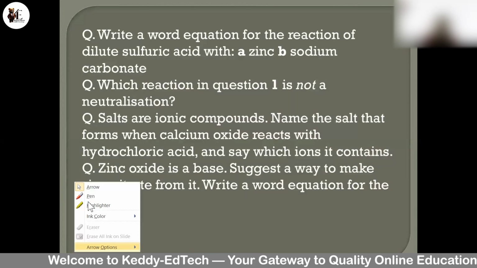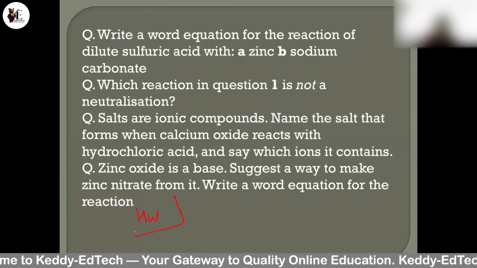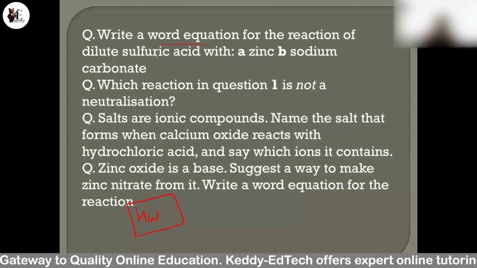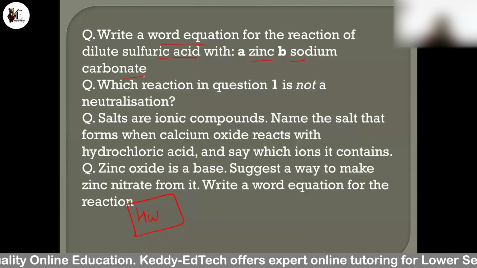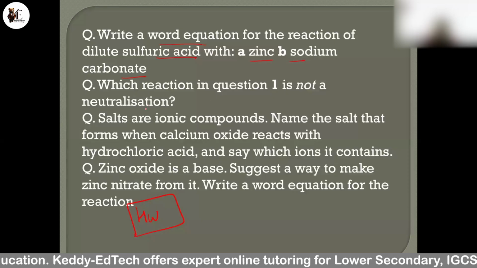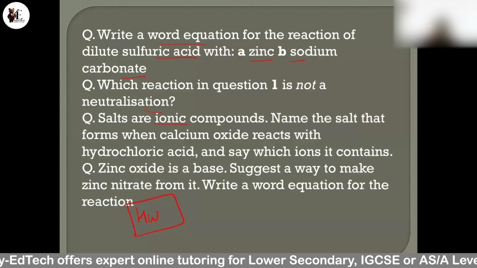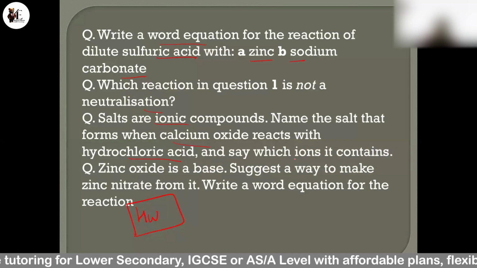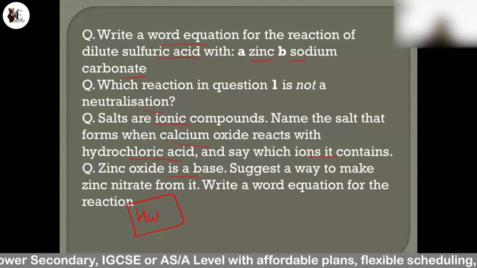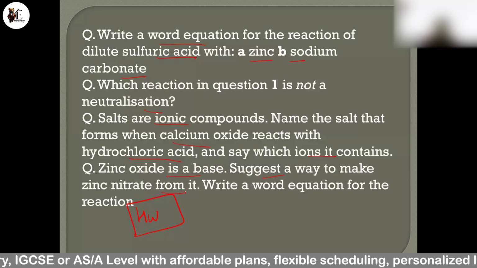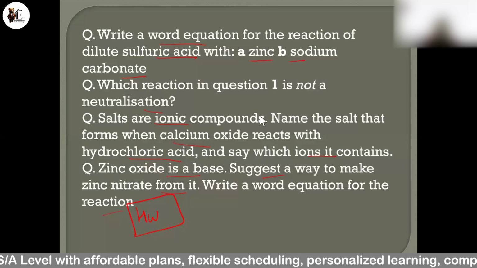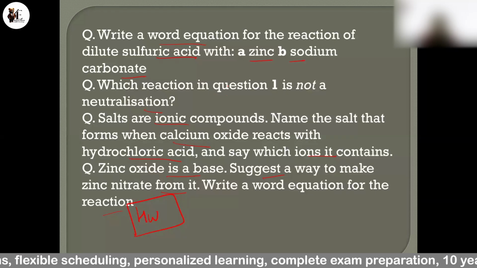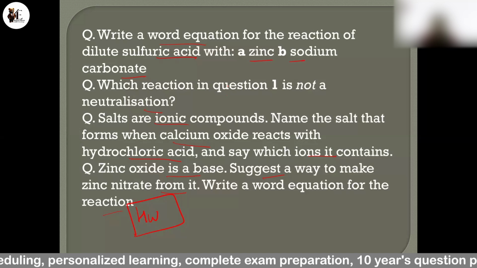This is your homework. I hope you can do these questions. There are four questions. First, write a word equation for the reaction of dilute sulfuric acid with zinc and sodium carbonate. I have already told you which reaction is not a neutralization reaction. Salts are ionic compounds. Name the salt that forms when calcium oxide reacts with hydrochloric acid and say which ion it contains. Zinc oxide is a base. Suggest a way to make zinc nitrate from it. Write a word equation for the reaction. If you have any doubt in any question, please let me know in the next class. First of all, you have to practice all these questions at home. Is it clear?